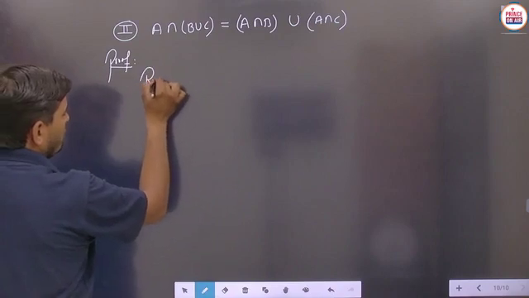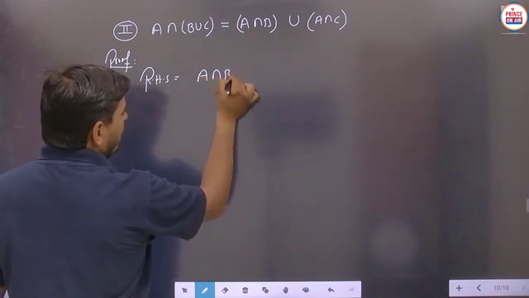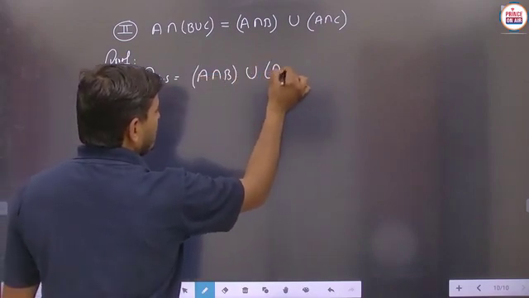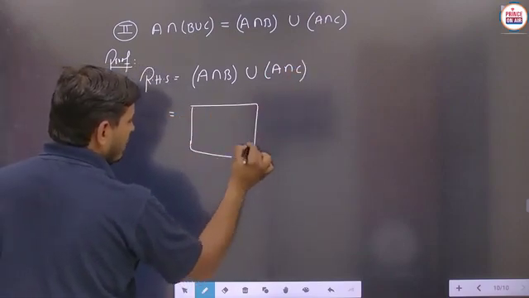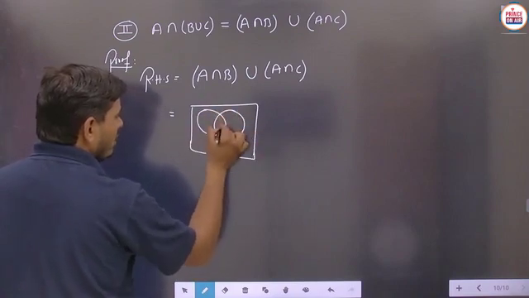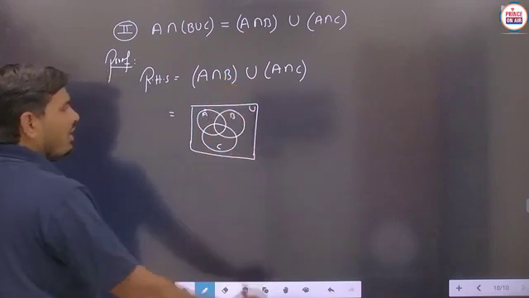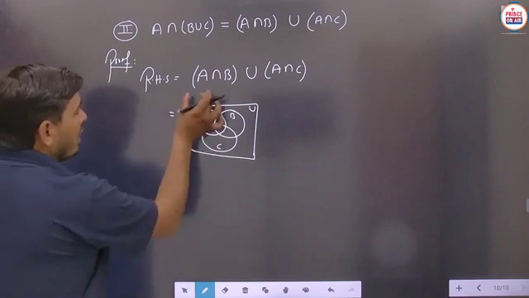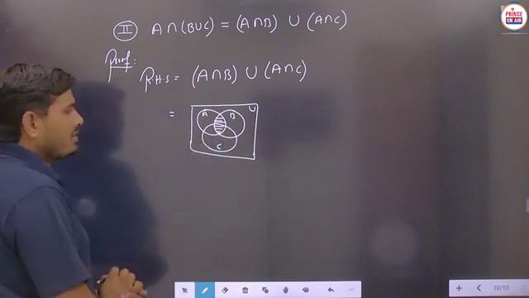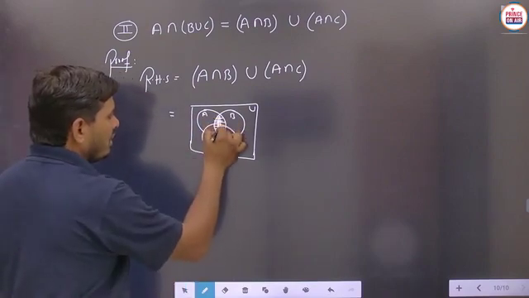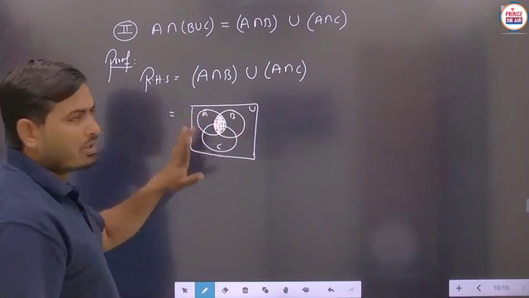Then first of all we have to take the right hand side. Suppose the right hand side is given as A intersection B union A intersection C. Now we have to make the proper Venn diagram. So basically we have to take the three sets A, B and C like this. This is A, this is B and this is C, and this will specify the universal set. Is it to be clear? Now A intersection B. So student, we have to shade this part as A intersection B. Is it to be clear? So the A intersection B part is represented in this part.